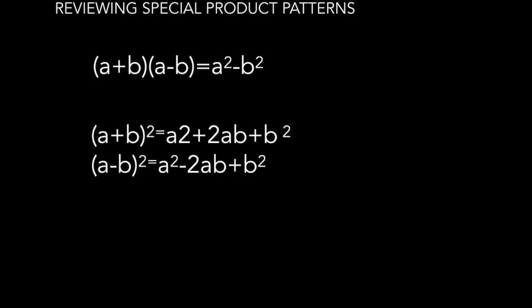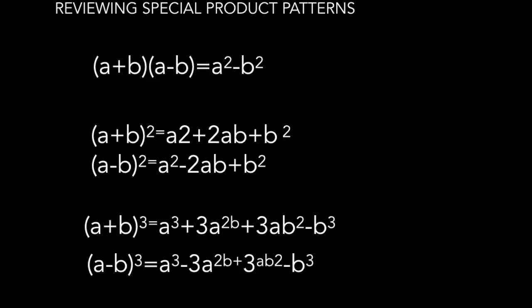There are some special product patterns that may be reviewed but are important to memorize and learn. A plus b times a minus b equals a squared minus b squared. A plus b squared equals a squared plus 2ab plus b squared. A minus b squared equals a squared minus 2ab plus b squared.